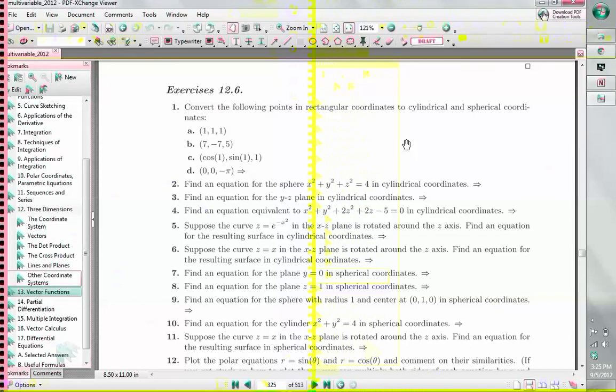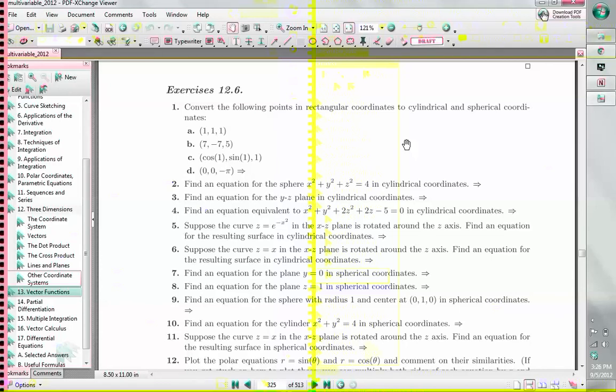1, 1, 1. Let's do cylindrical. What's r? Root 2. Right? Think about the xy plane. You go over 1 unit, you go up 1 unit. What's that diagonal? That's r. Pythagorean theorem says that's the square root of 2. In that same picture, what's theta? 45 degrees, pi over 4, right? So now you've got r and theta. What's z? 1. That's easy.